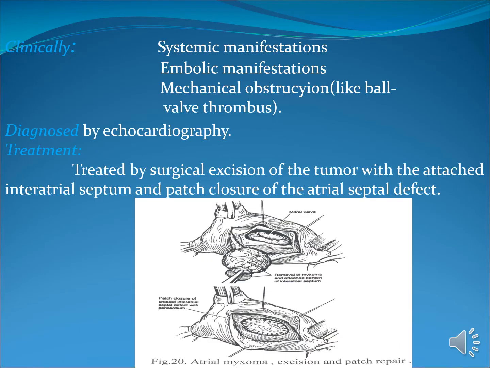Clinically, systemic manifestations, embolic manifestations, mechanical obstruction like a ball valve thrombus. Diagnosed by echocardiography, treated by surgical excision of the tumor with the attached intra-atrial septum and patch closure of the atrial septal defect to avoid recurrence.